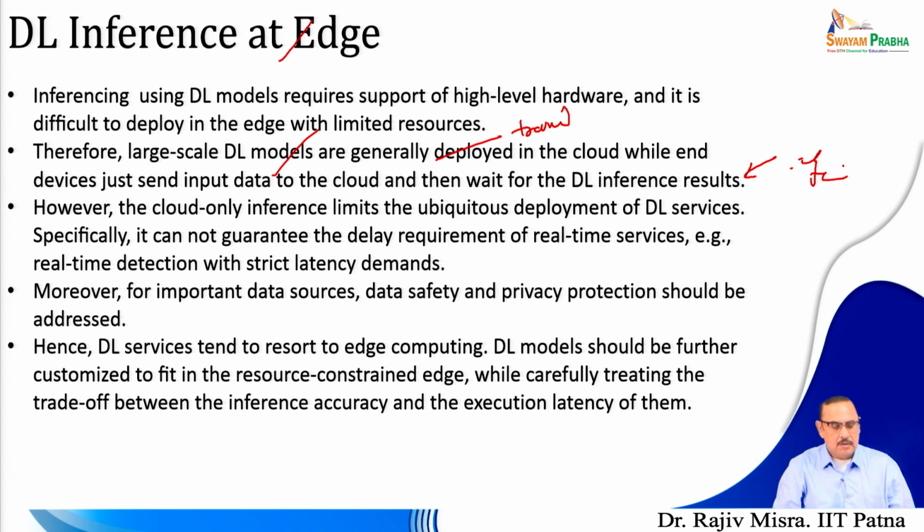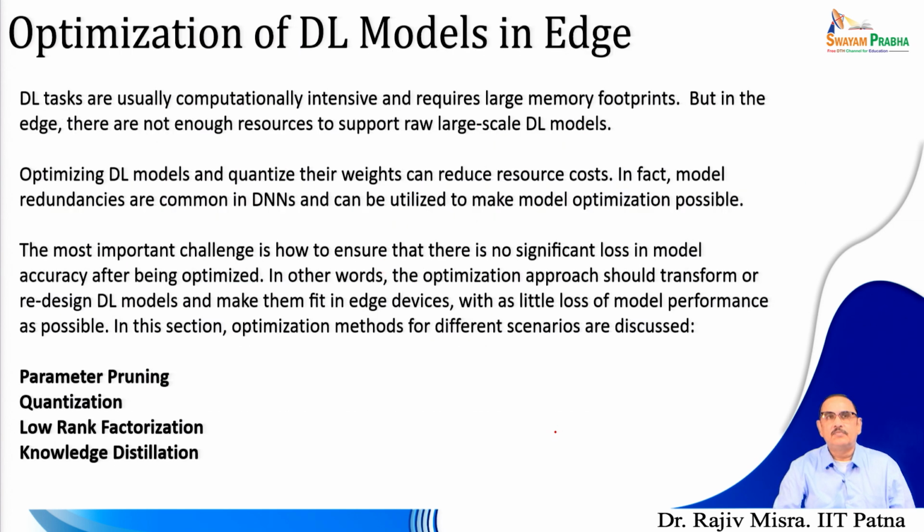So, cloud only inference limits the ubiquitous deployment of deep learning services. Specifically, it cannot guarantee the delay requirements of real time services, such as real time detection with strict latency demands. Moreover, for important data sources, data safety and privacy should be addressed, hence deep learning services tend to resort to edge computing. So, deep learning models should further be customized to fit into the resource constrained edge, while carefully treating the trade off between inferencing accuracy and execution latency of them.